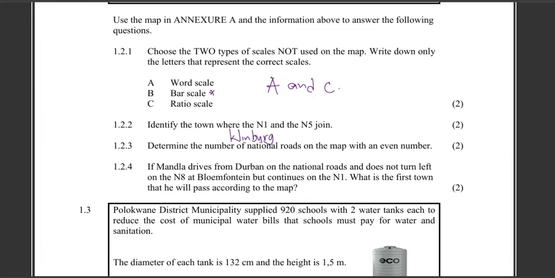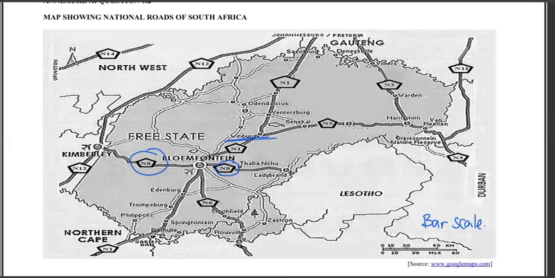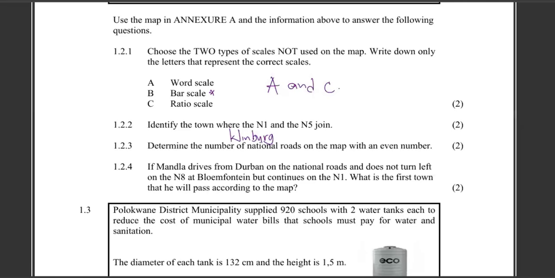Determine the number of national roads on the map with an even number. Numbers 2, 4, 6, 8, 10, even number. So we need even numbers. So we have N8, that's 1. Then N6, that's 2. Then we have N12, that's 3. N14, that's 4. We don't repeat. So we have 4 of them. We don't have N2. Okay.